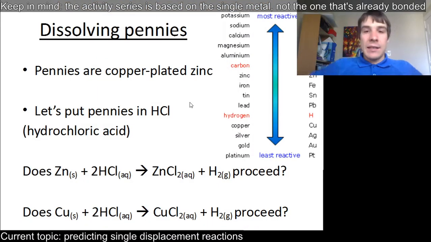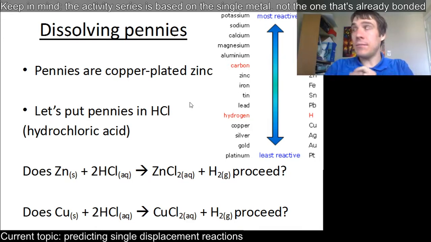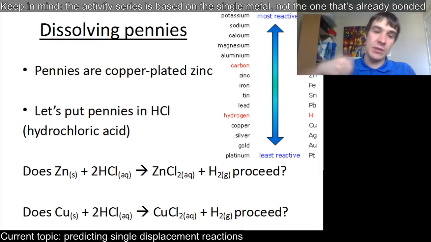So one classic example of this is dissolving pennies. Pennies are mostly zinc, but plated in copper. So what you can do is put pennies in hydrochloric acid. And we can look at our list here to see if the zinc will displace the hydrogen or the copper will displace the hydrogen. So we predict what'll happen.